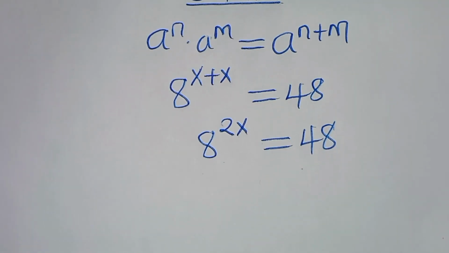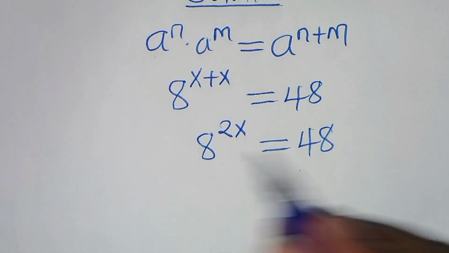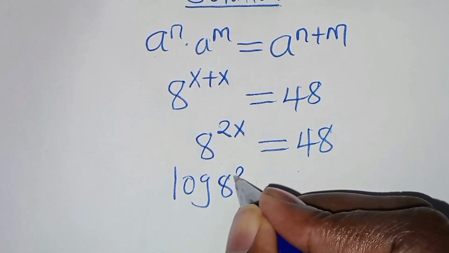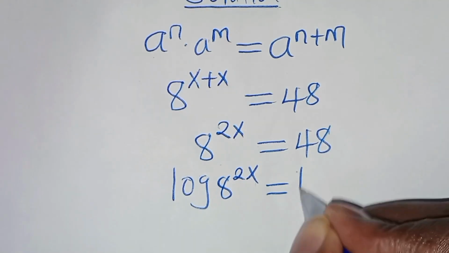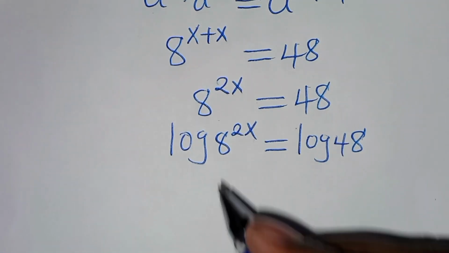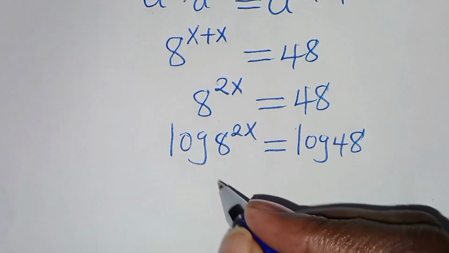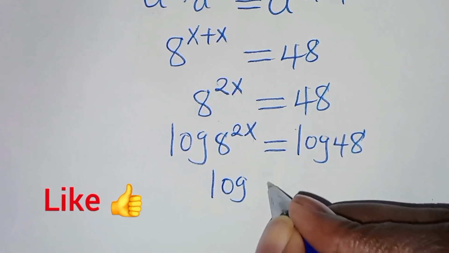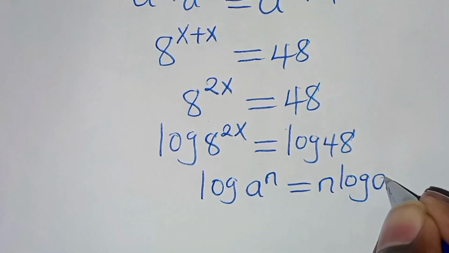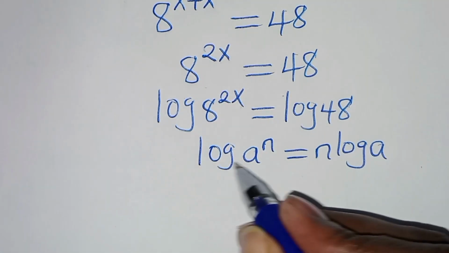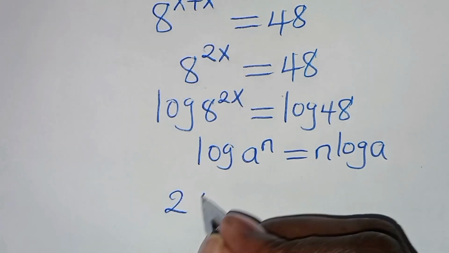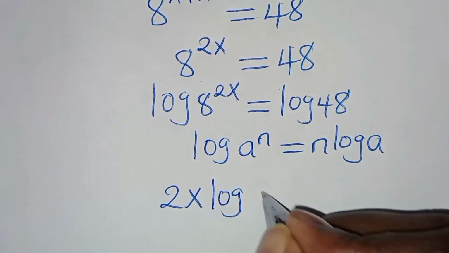So the next step from here, to solve for x, we introduce logarithm on both sides so that we have log 8 to the power of 2x. This is equal to log 48. The next step is that log 8 to the power of 2x, this is in the form of log a to the power of n, which we can express as n log a. So this implies that applying this property, log 8 to the power of 2x becomes 2x log 8.